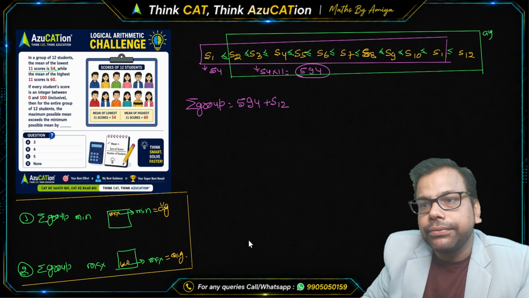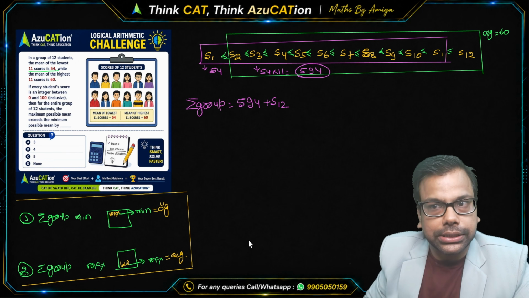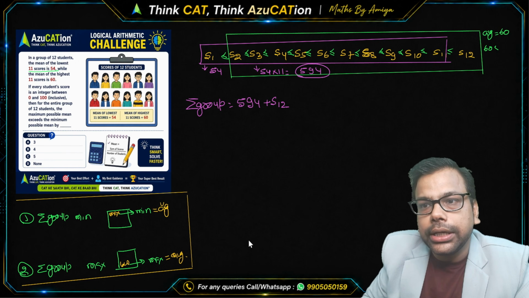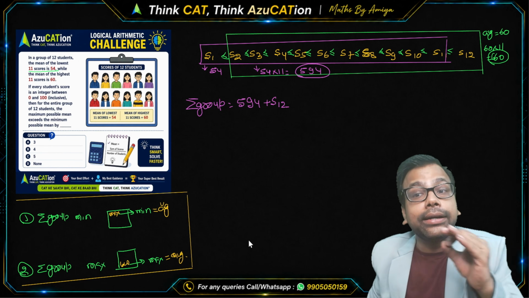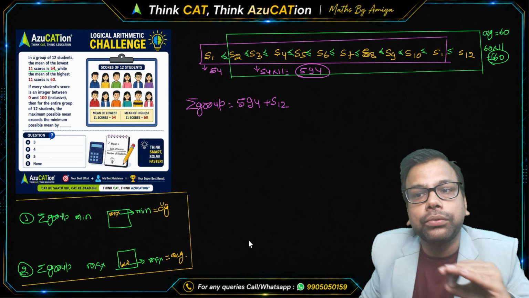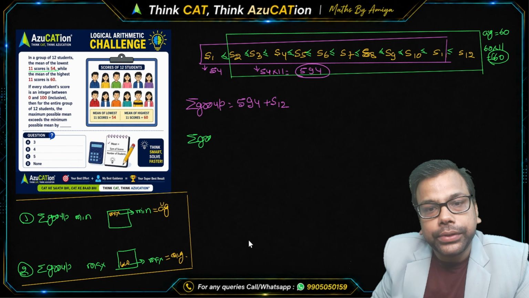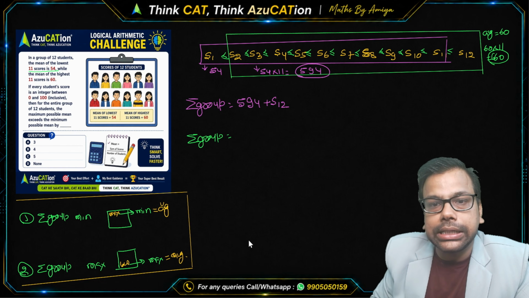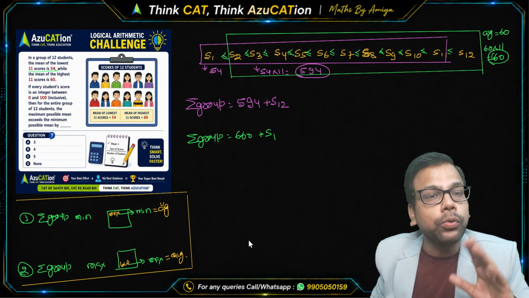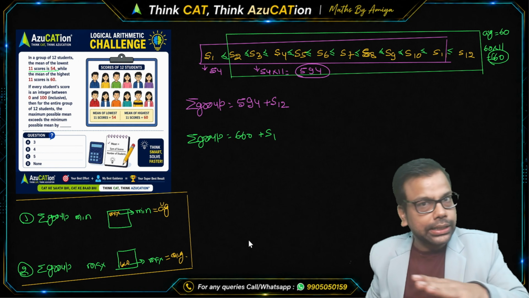So if the average of these 11 data is given as 60, can we say 60 into 11 is 660, my entire summation from S2 to S12? So in this terms we can find the summation of the group is 660 plus S1. I am again going to repeat, अगर आपको कहीं problem होती है तो.